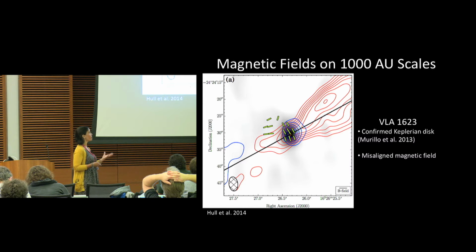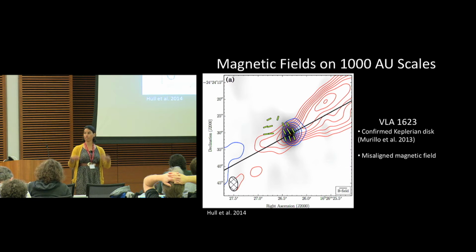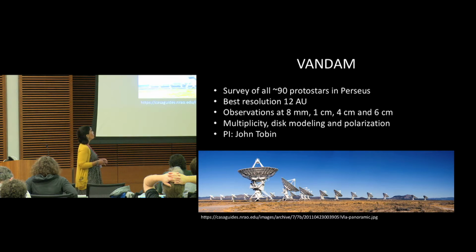But what happens more in the disk size regime? What does the magnetic field look like closer into the protostar? Well, like I said, that's difficult to do. So we recently completed a survey, the VANDAM survey. It stands for VLA Nascent Disk and Multiplicity Survey.